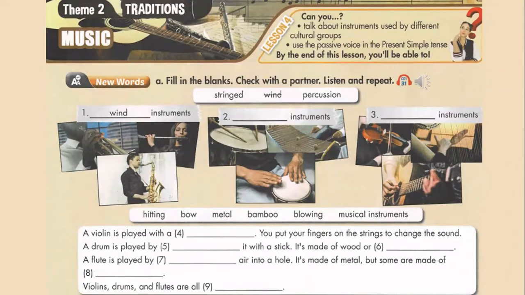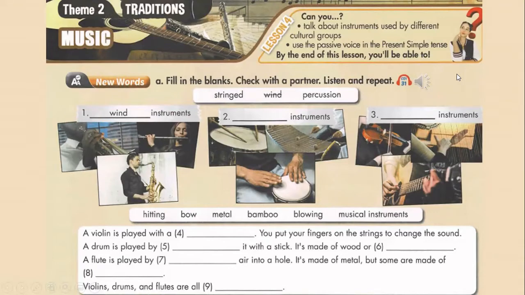Good morning, everyone. Today we are still at theme two, traditions. So today we will talk about music. Okay, music. So we have here new words. Before we start, I will let you listen to the new words first. Okay, listen very carefully, and these are the answers on this. Okay, so just listen and write it on your book.